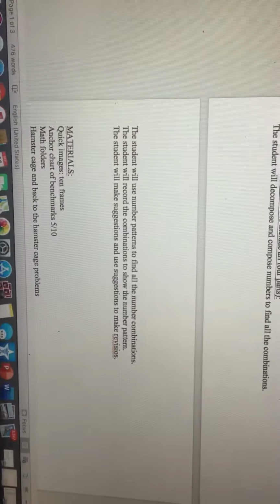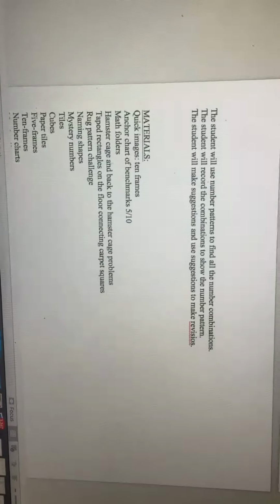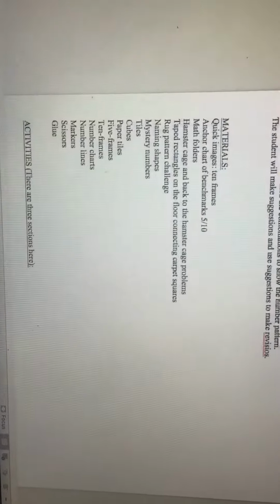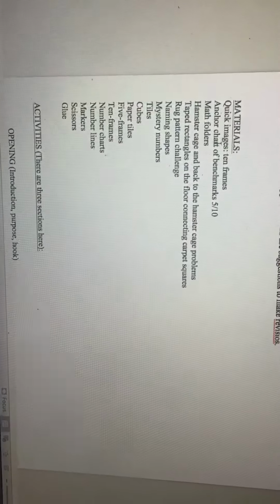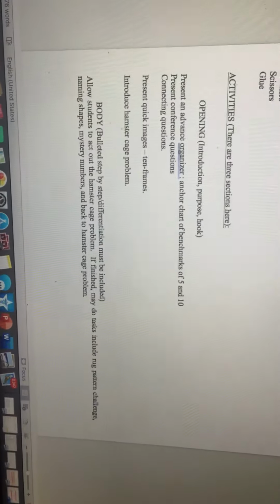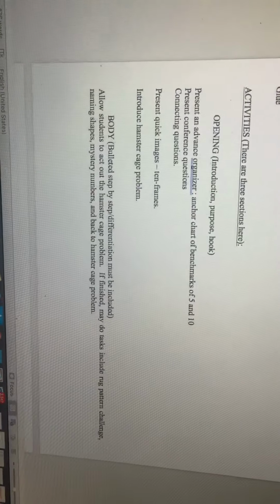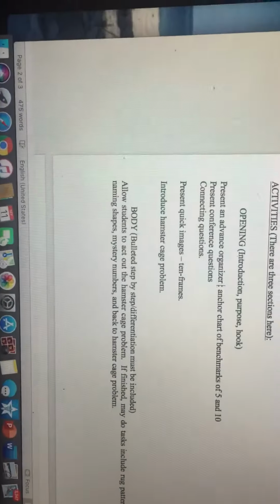The objectives are outlined, but also there's a grammatical error. I was thinking there's a lot of materials listed, which is good. I mean, everything they are going to need for this lesson is listed, and that's good. As far as the activities go, there's also a grammatical error here. Well, this could be moved over like that.